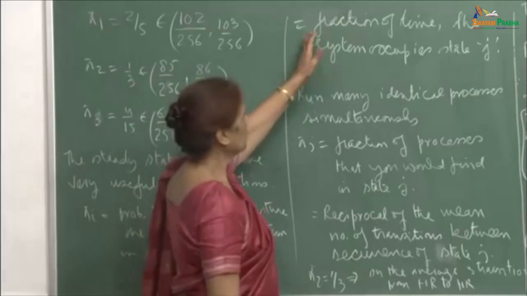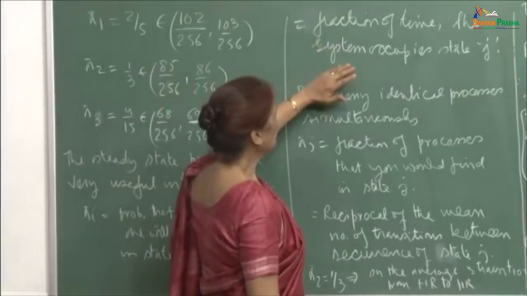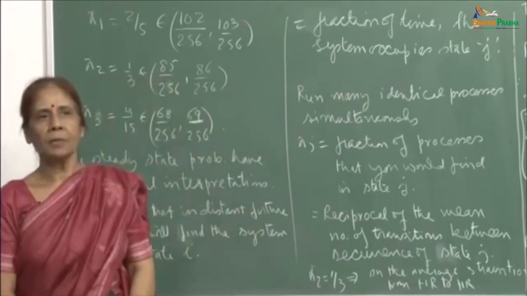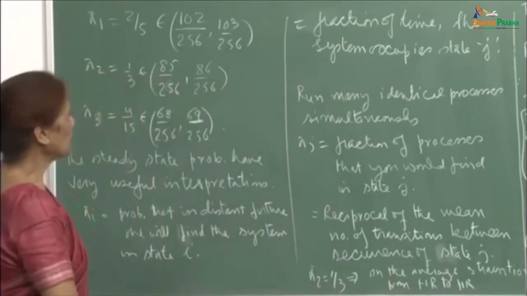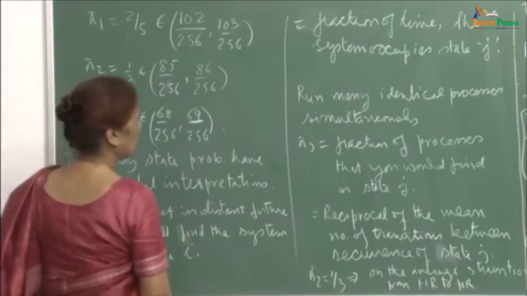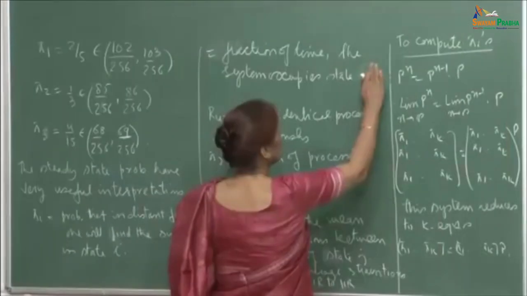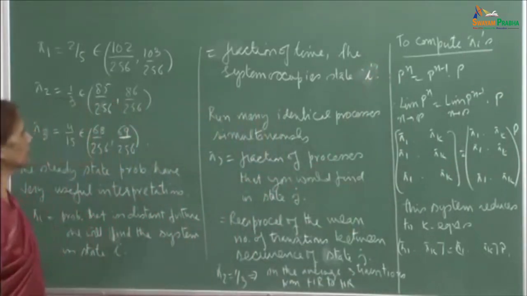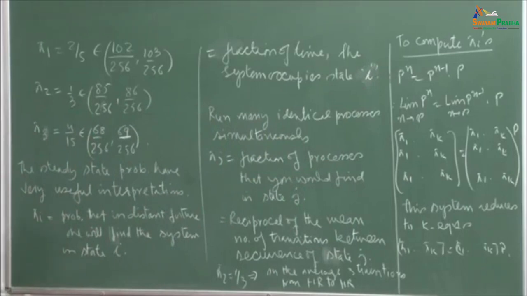Then you can also interpret this as the fraction of time the system occupies state j, right, the fraction of time the system is occupying the state j. Oh, I am writing pi i, so it should be pi i here, sorry, this is i. So, the fraction of time the system occupies state i, right.